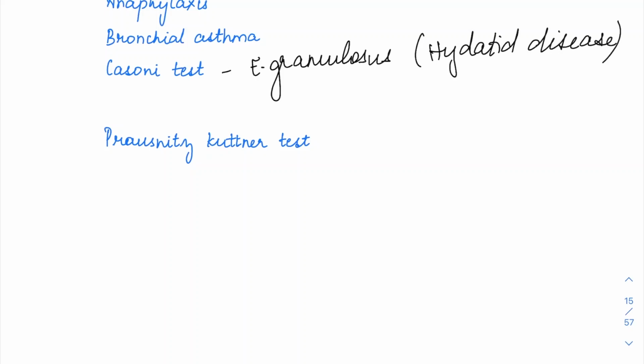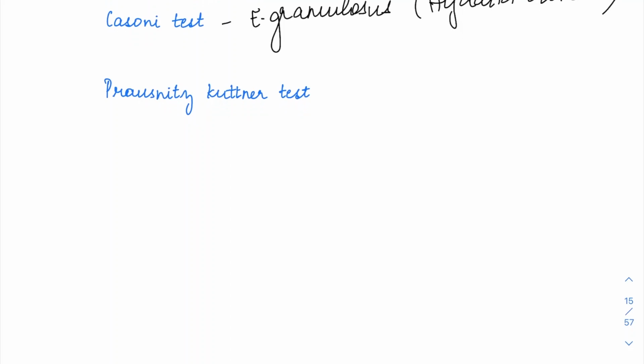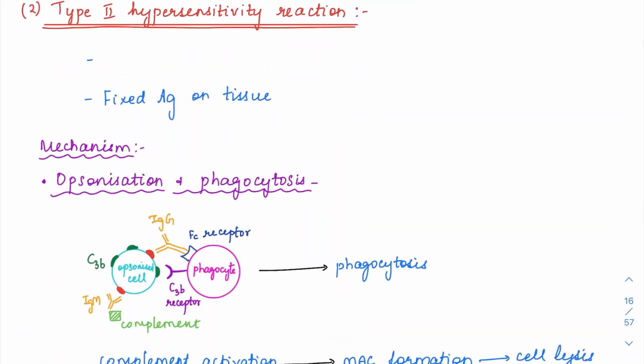So hydatid disease is going to be caused by Echinococcus granulosus, and that we detect with the help of the Casoni's test, which is again an example of a type 1 hypersensitivity. This test is actually obsolete now, but for examples, you need to remember it. Now let's move on to the type 2 hypersensitivity reaction.